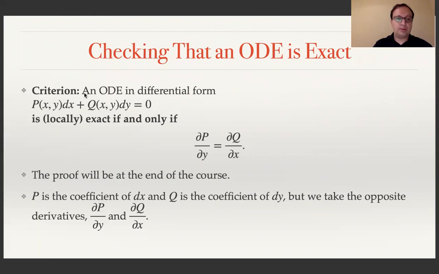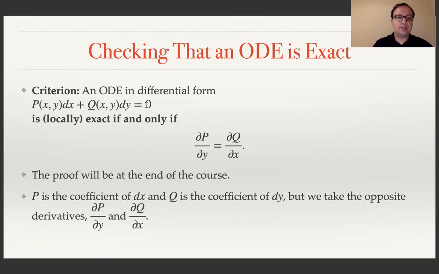So let's start with an ordinary differential equation written traditionally in differential form: p of x and y dx plus q of x and y dy is equal to 0. This equation is exact, or to be more precise, locally exact, if and only if partial p over partial y is equal to partial q over partial x. So the derivative of p with respect to y is equal to the derivative of q with respect to x. The proof will be later in this course.